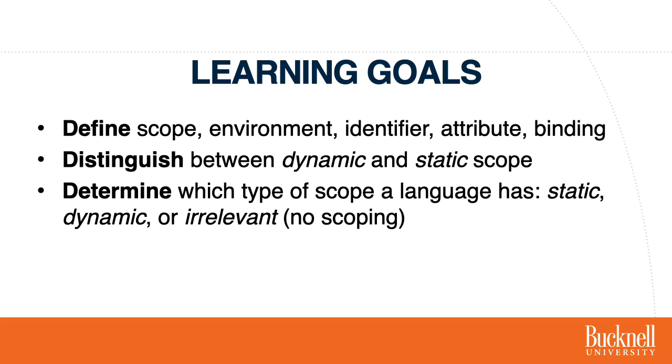Learning goals for this lecture are to be able to define scope, environment, identifier, attribute, and binding, to distinguish between dynamic and static scope, and to determine which type of scope a language has: static, dynamic, or irrelevant, that is to say, no scope.